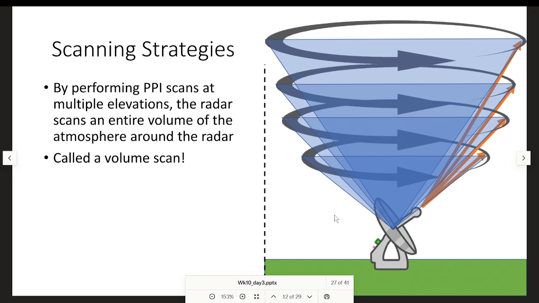So by performing multiple PPI scans at multiple elevations, the radar scans an entire volume of the atmosphere around the radar. So this is called a volume scan. Once it starts at the lowest, like 0.5, and then goes all the way to the top of the atmosphere, this full thing is called a volume scan. And it can take like 5 to 10 minutes to finish a volume scan.